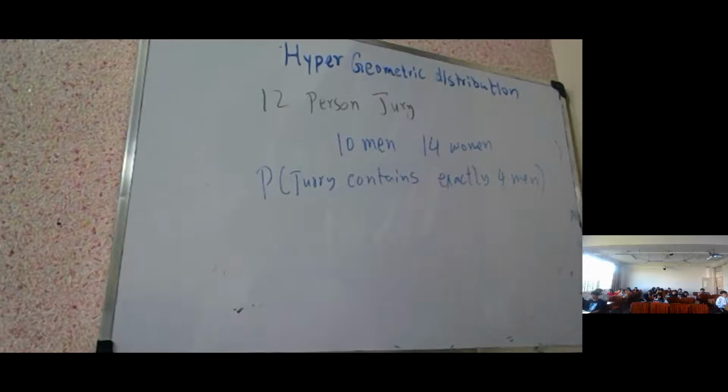binomial distribution or a hypergeometric distribution. Either you select someone or you don't select someone, so there are two outcomes for sure, right? If it's a binomial distribution, then the successive trials should be independent. If it's a hypergeometric distribution, then the successive trials should be dependent.